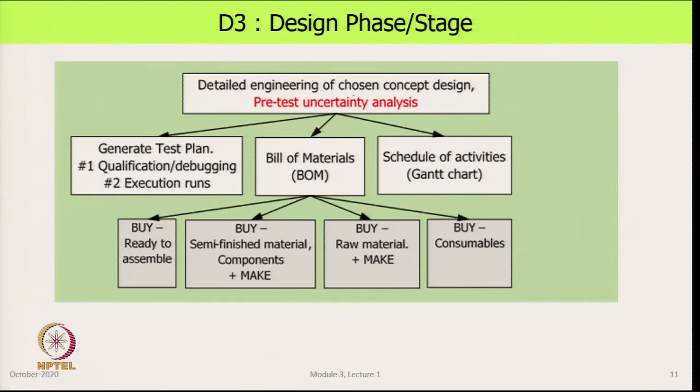We do detailed engineering of the chosen concept design, pre-test uncertainty analysis we do, and once we do that, we come out with the output, which is we generate a test plan, which includes qualification and debugging tests, and how many times we will execute the experiment and with what parameters. So, this gets finalized. We come up with a detailed bill of materials, which includes items that we will just buy and assemble.